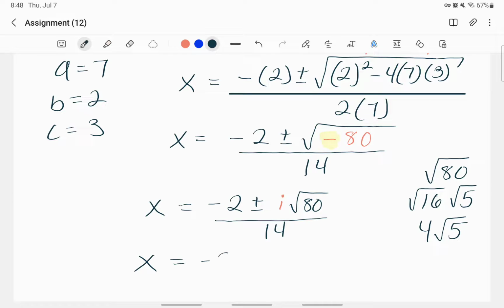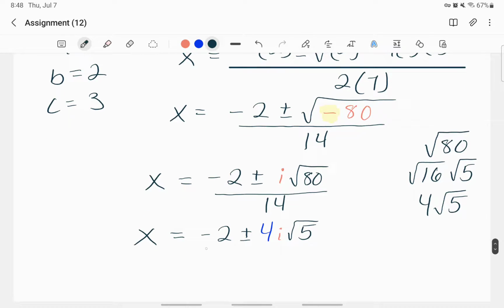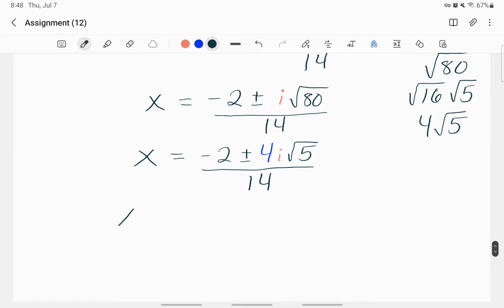So x equals negative 2 plus or minus, we're going to call this 4i radical 5 over 14. We're going to then break this up into two separate fractions. X is equal to negative 2 over 14, which is your real part, plus or minus 4 radical 5 over 14. Put the i on the side. That is your imaginary part, because we must write complex numbers in the form of a plus bi.